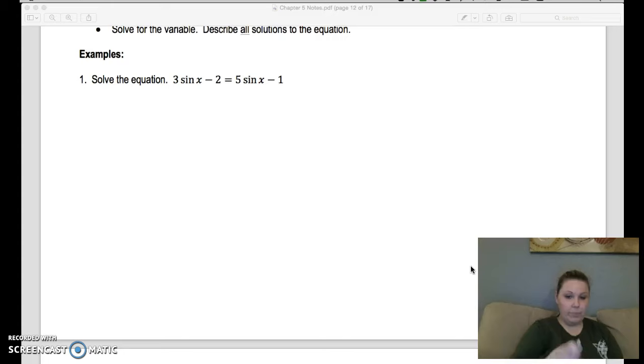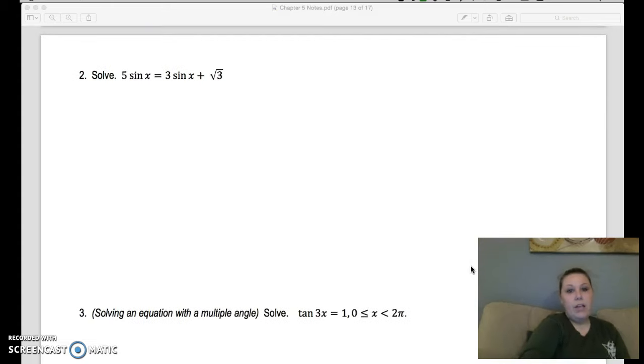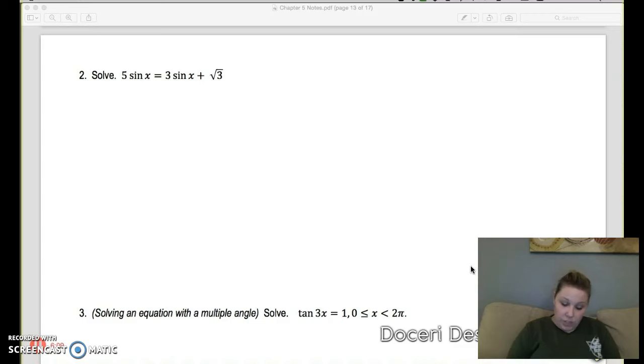Let's look at another one. Let's solve 5 times the sine of x is equal to 3 sine of x plus the square root of 3. Go ahead and see if you can do this one on your own and check your answer. So I'm going to start this time by subtracting 3 sine x from both sides. That's going to give me 2 sine x equals the square root of 3.